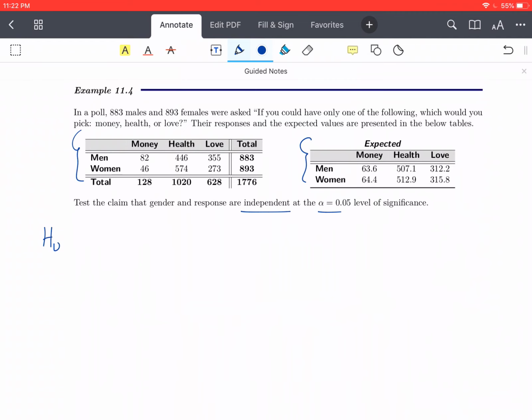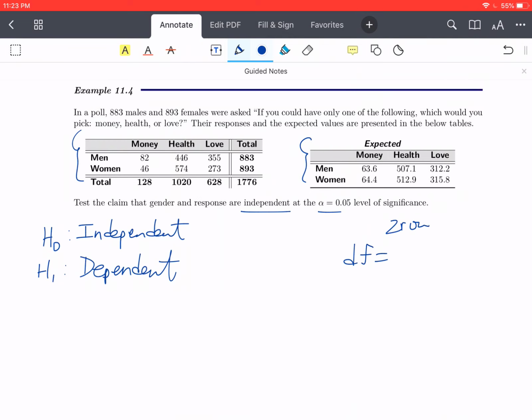So again, we always start off establishing our hypotheses. The null is that they are independent, and the alternative is that they are dependent, or that they are related in some way, right? Their gender and then how they responded to this survey. We can make a note for the degrees of freedom just off to the side over here. There are 2 rows and 3 columns. So our degrees of freedom would be 2 minus 1 times 3 minus 1. So that's 1 times 2, which is just 2. So we have 2 degrees of freedom.